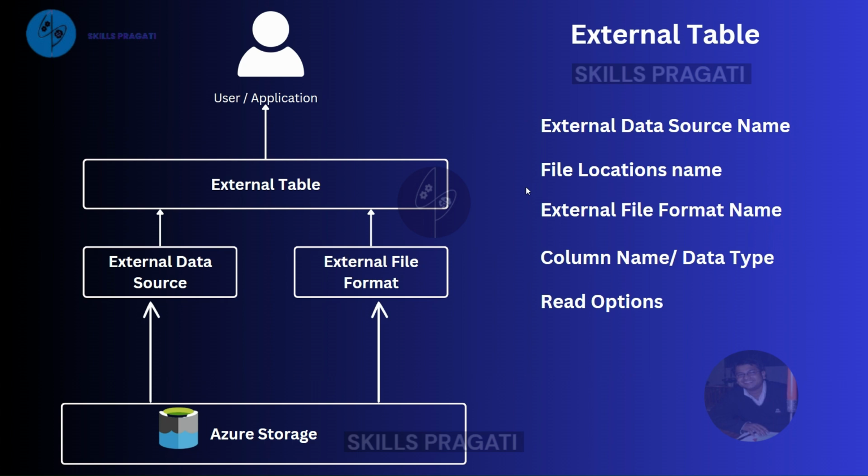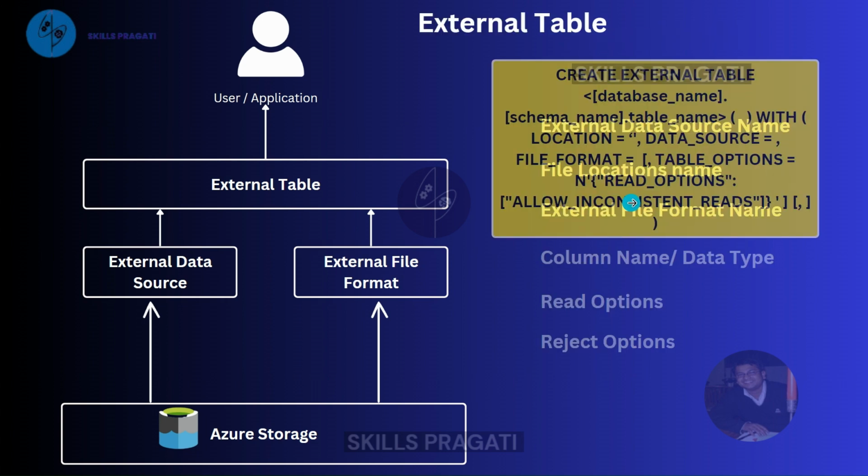Firstly, you can inform the SQL pool whether you want to allow inconsistent reads via read options. Also, you can define your reject options. This lets you specify the number of rejections allowed before causing a failure and where to write the rejected records, etc. Please note that at the time of recording this option is only available for CSV and Parquet.